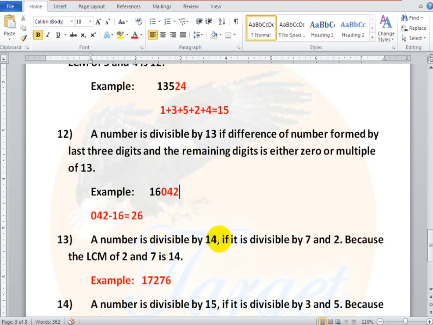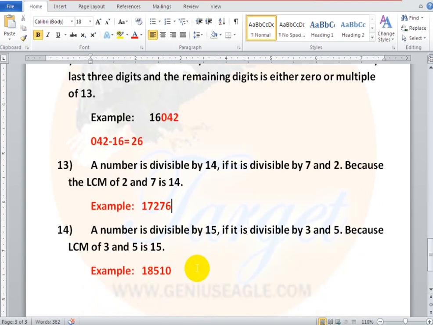Next is the case of divisibility test of 14. A number which is divisible by 7 as well as 2 is also divisible by 14, since the LCM of 7 and 2 is 14. So you can consider this example, 17276. The rightmost digit is even, so this complete number is divisible by 2. And when you check, you will notice that this number is divisible by 7 also. So this complete number is divisible by 14.